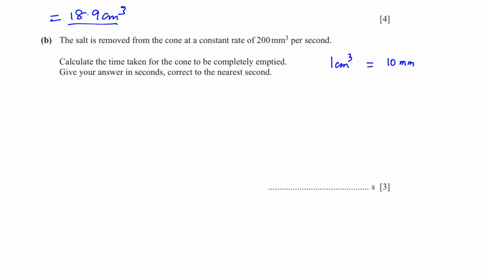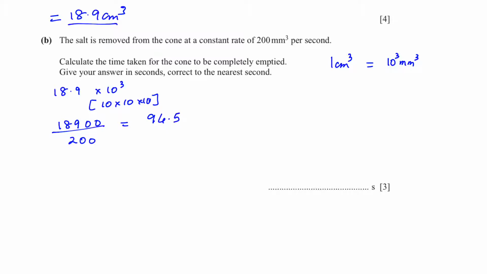So 1 cubic centimeter will equal 10 to the power of 3 cubic millimeters. So 18.9 times 10 to the power of 3, or if you better understand, we multiply it 3 times. If it is a cubic, you multiply it 3 times. If it is a square, you multiply it 2 times. You will get 18900 divided by 200, and you will get 94.5. But we have to round it to the nearest second, so that will become 95 seconds.